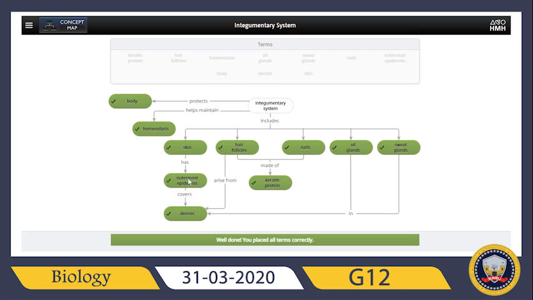Well, the skin has outermost epidermis that covers the dermis. The hair follicles arise from the dermis. Nails and hair follicles are made of keratin protein. Oil glands are in the dermis, sweat glands in dermis. Let's try the last one.